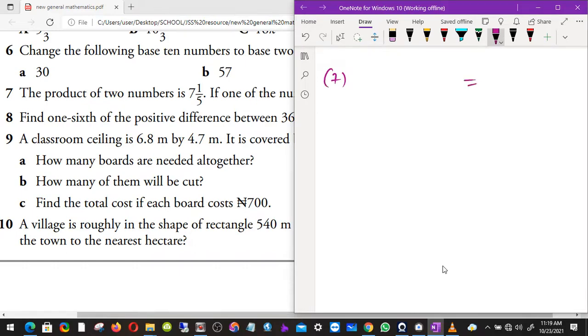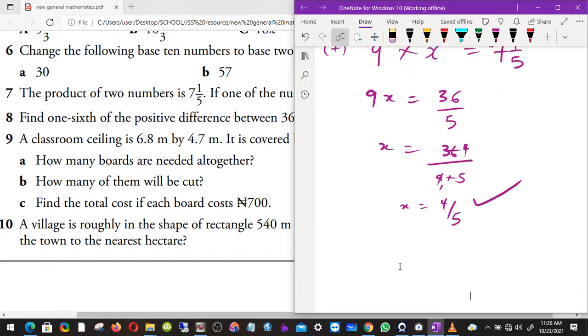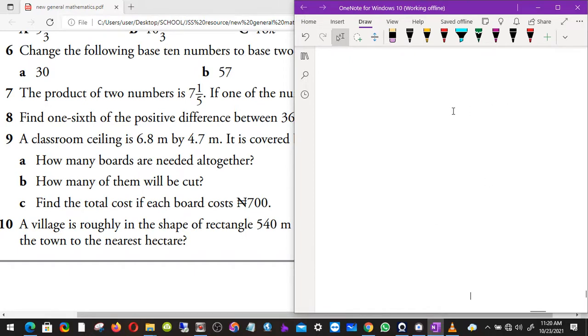Because I said the product of two numbers. If you multiply two numbers, you get 7 whole number 1 over 5, and one of the numbers is 9. So 9 times another number will give you 7 whole number 1 over 5. So what should I do? Please tell me what to do. 9 can go down, right? X is equal to 4 over 5. There's no option. You are correct. But next time, cancel, please.